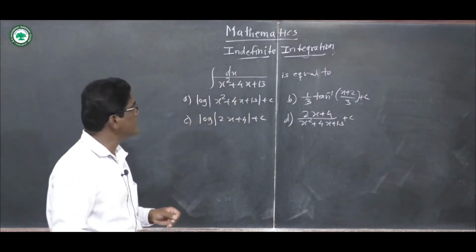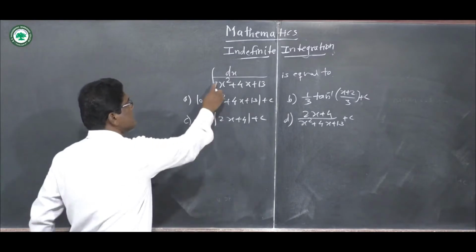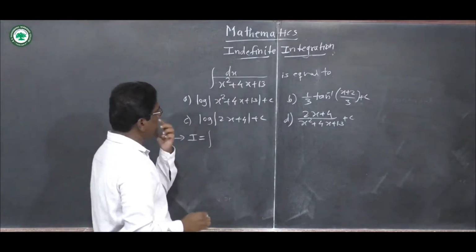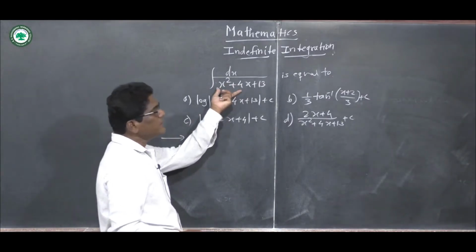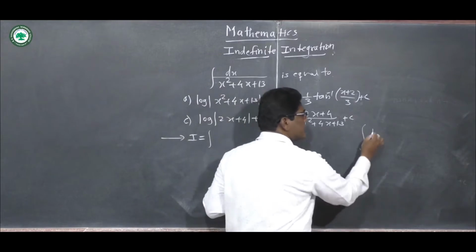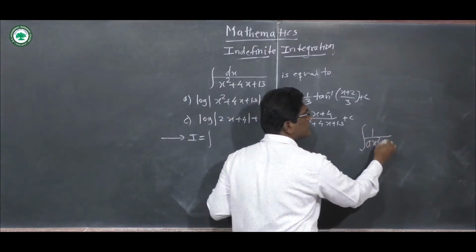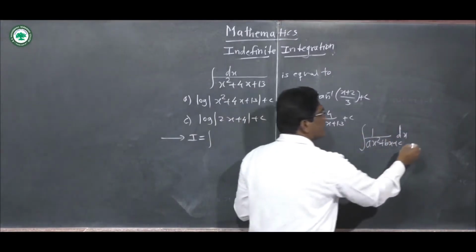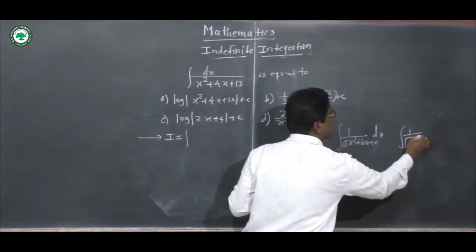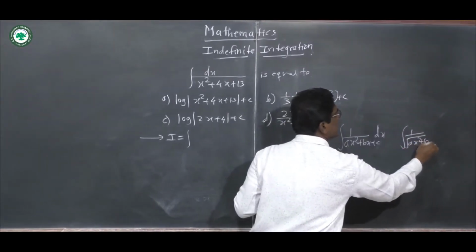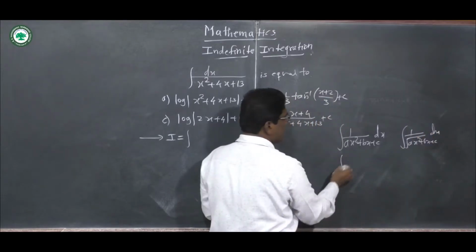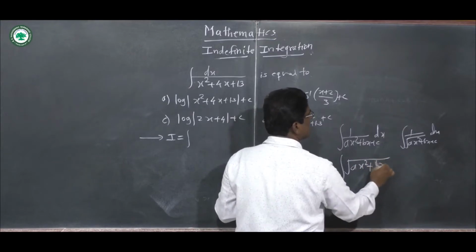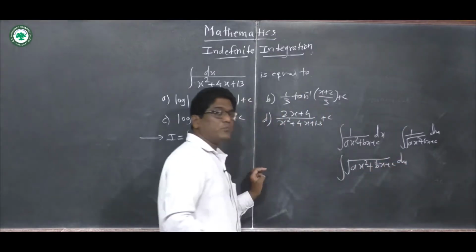Now we have to choose which is the correct answer. Now we consider this given problem. So I is equal to integration of 1 upon x square plus 4x plus 13. This is a quadratic expression. So we must know integration of 1 upon ax square plus bx plus c, or integration of 1 upon under root of ax square plus bx plus c dx. We must know this type.